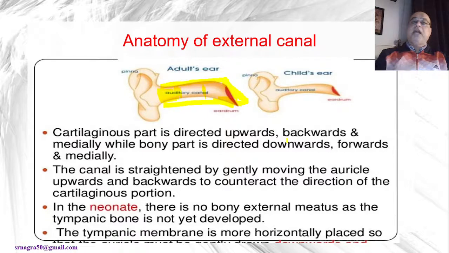So two narrowings in the external auditory canal. One is at the osteocartilaginous junction, and the other one is 5 to 6, some books have written 6 to 7 millimeter lateral to the tympanic membrane, which is called the isthmus.